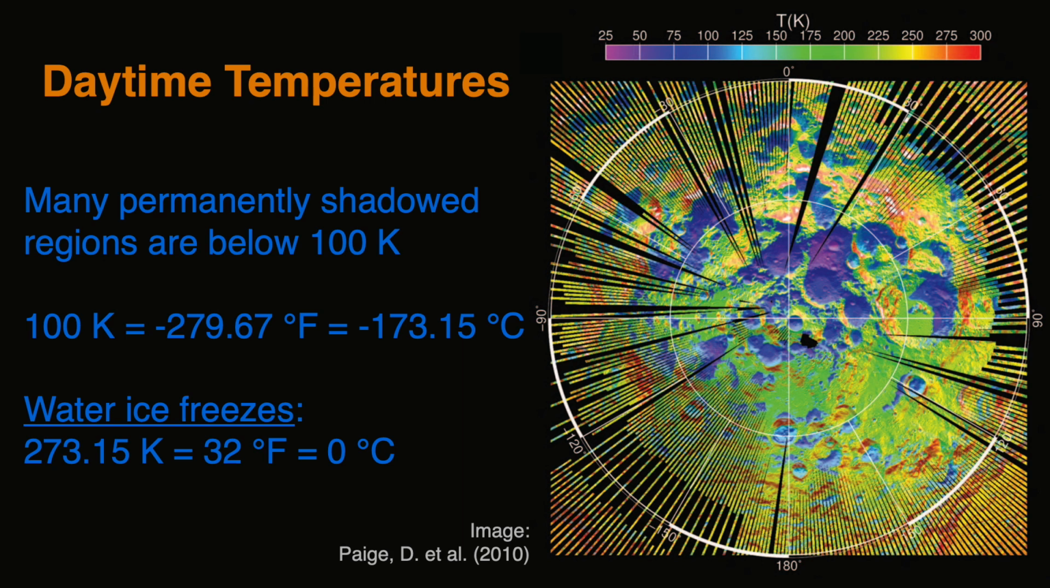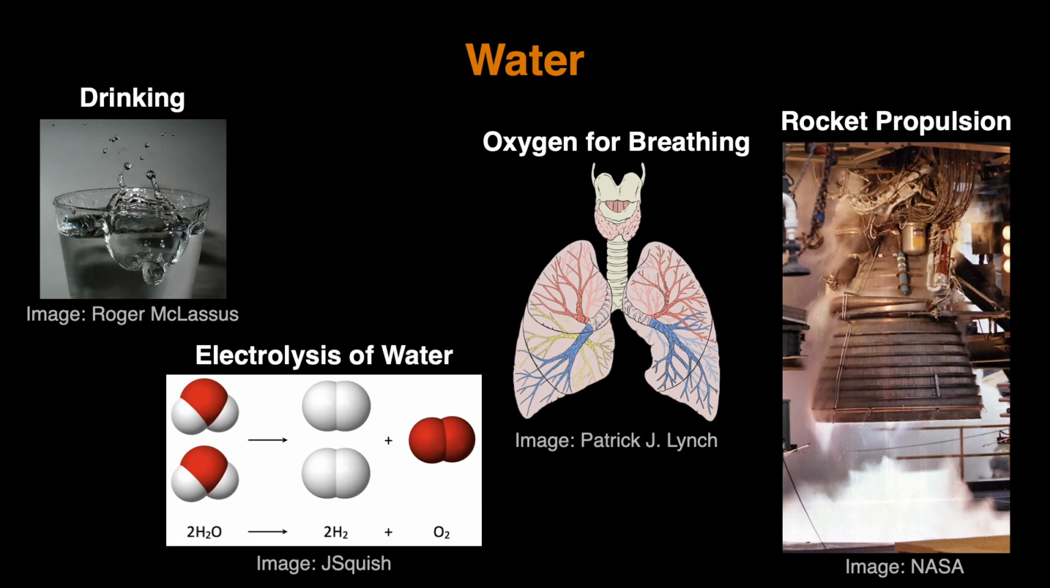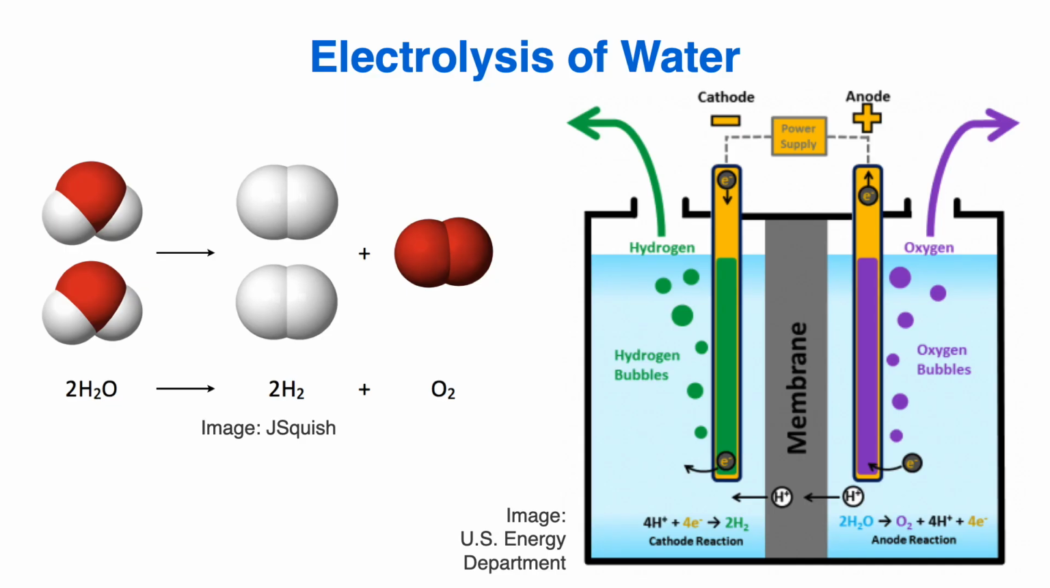or equivalently 273.15 Kelvin. Speaking of water, it is very important for life and for future space exploration. Not only is water useful for consumption, but it can be broken down into hydrogen and oxygen through a process called electrolysis. The oxygen can then be used for breathing, or both oxygen and hydrogen can be used as rocket propellants. Let's take a closer look at electrolysis of water.